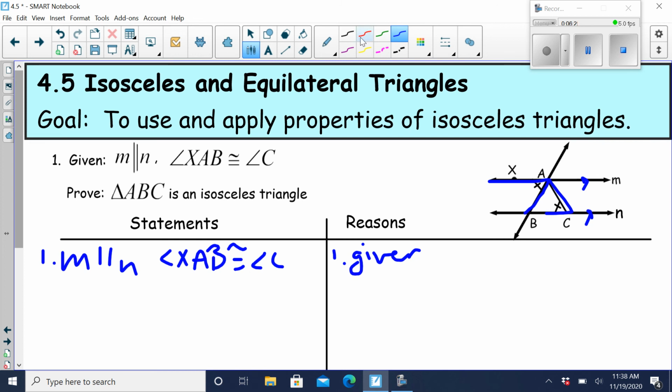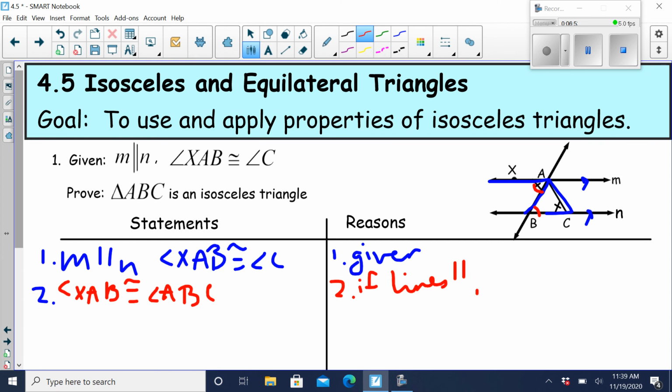Okay, changing colors. Step 2, I'm going to play off of these parallel lines right here. So if the lines are parallel, what I have is a pair of alternate interiors. I have this angle XAB would be alternate interior to this angle down here. So on step 2, I'm going to say angle XAB is congruent to angle ABC. And my reason would be if lines are parallel, then alternate interior angles are congruent.